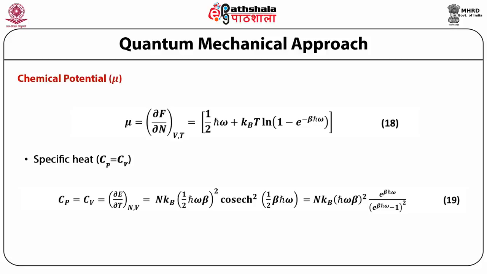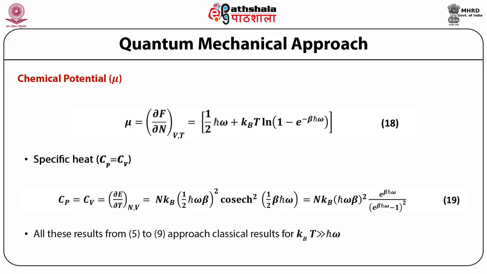Specific heat can then be further written as the partial derivative of E with respect to temperature at constant N and constant V, which is equal to N kB (half h bar omega beta) whole squared cosech squared of half beta h bar omega, equal to N kB (h bar omega beta) whole squared multiplied by e raised to the power beta h bar omega divided by (e raised to the power beta h bar omega minus 1) whole squared. All these results approach classical results for kBT very much greater than h bar omega.